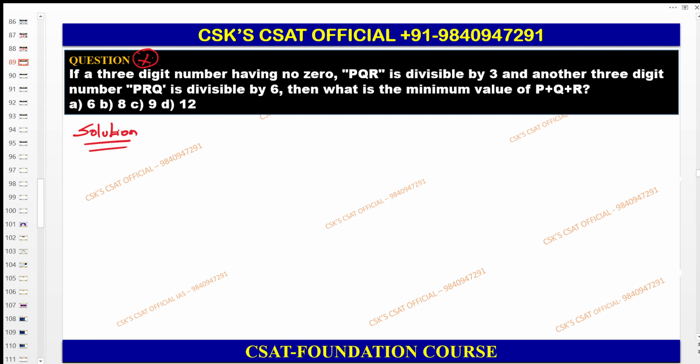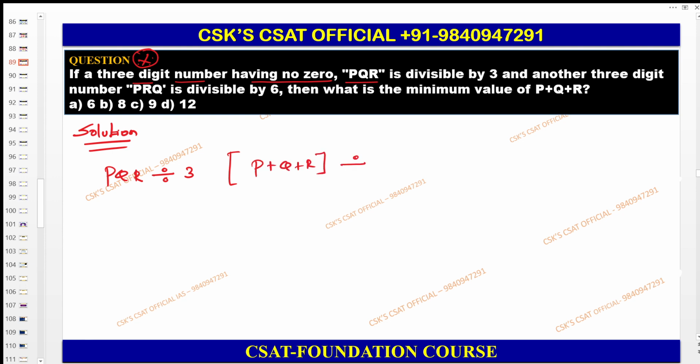Okay, listen, this question requires a lot of understanding here. If 3-digit number having no zero, so the 3-digit number here is PQR. Okay, what a statement provided here is PQR. That PQR is divided by 3 and another 3-digit number. So let us take, so you know the concept here is nothing but P plus Q plus R.